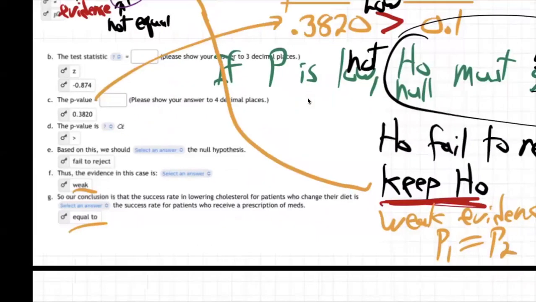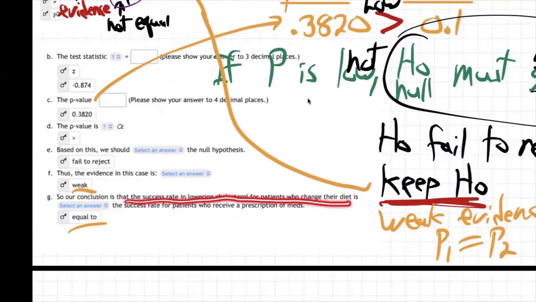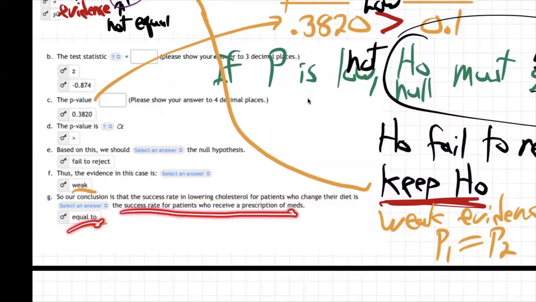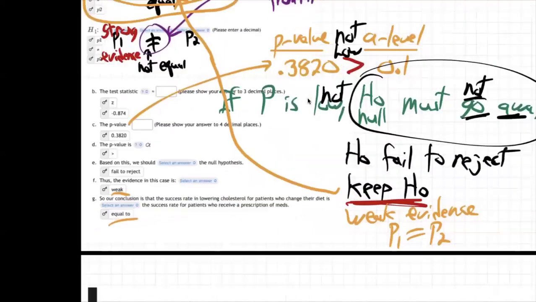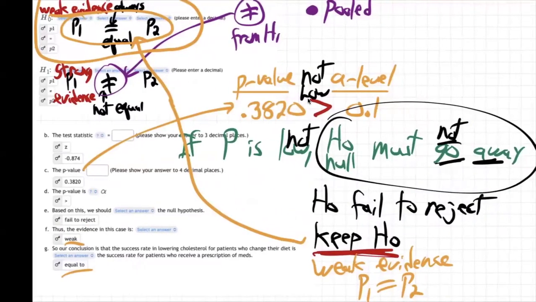So our conclusion is that the success rate in the learning cluster for patients who change their diet is equal to the success rate for patients who do meds. Our answer is they came out pretty much equal. Diet or meds came out pretty much equal. That's what the evidence showed. And so there we go.